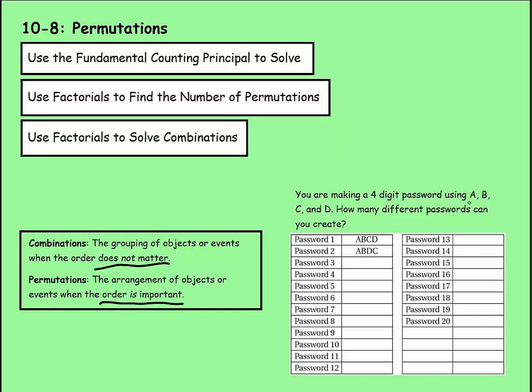So for example, with permutations, if you are making a 4-digit password using A, B, C, and D, how many different passwords can you create? Well, with permutations, the order is important, as with passwords too. You have to type the password in the right order.